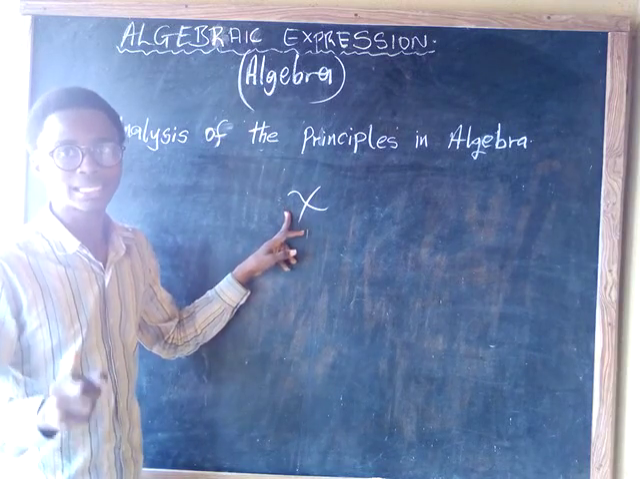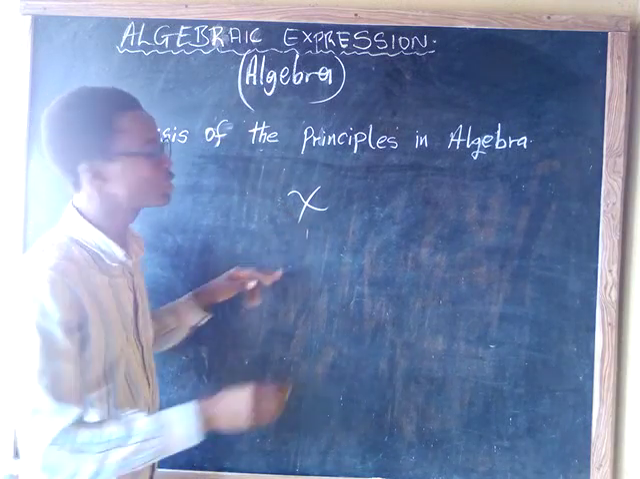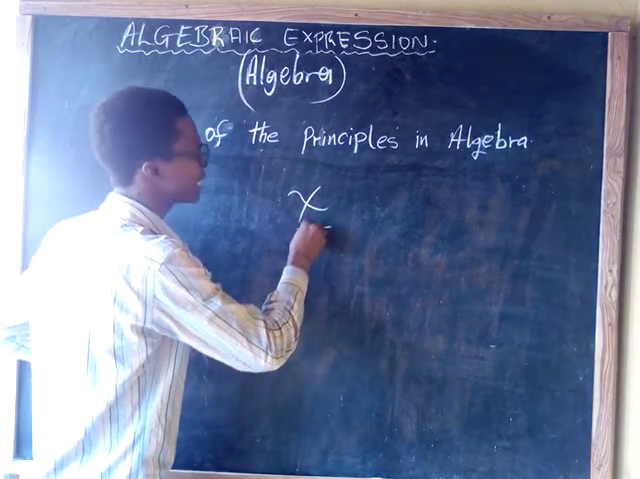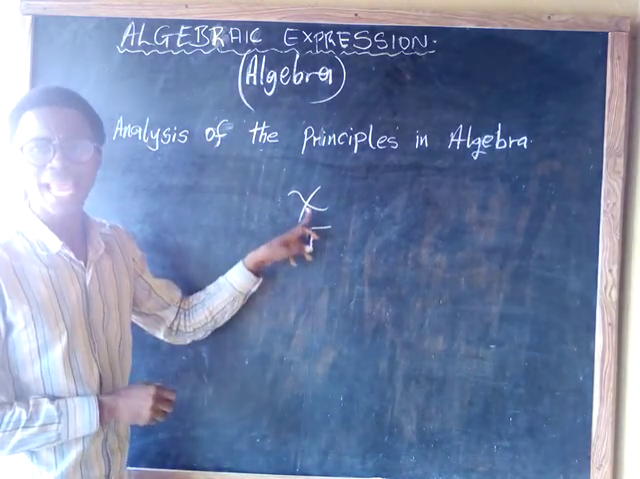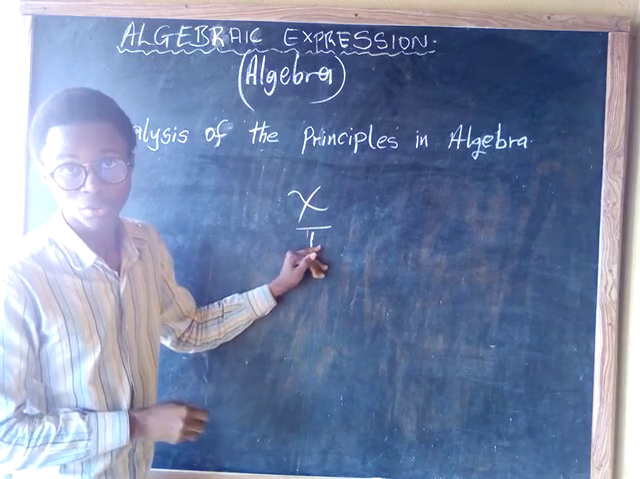Any number or letter that stands alone has an indivisible denominator of 1. So this letter x has an indivisible denominator of 1. So letter x always has an indivisible denominator of 1.